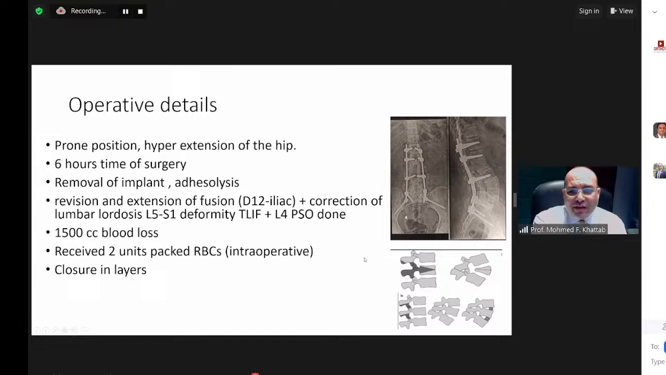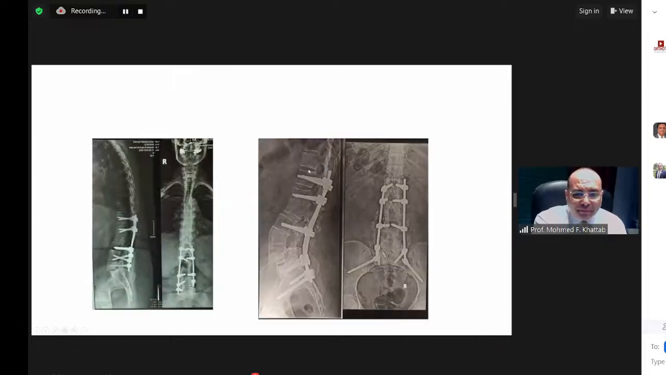And of course, the lower instrumented level will be the pelvis, with S2 alar iliac screws, and the upper instrumented will be D12. It is a debate whether to stop at D12 or L1 or D11 or D10. So I prefer to have the lowest stable vertebra as the upper instrumented vertebra. And I have some tips and tricks to avoid development of PJK.